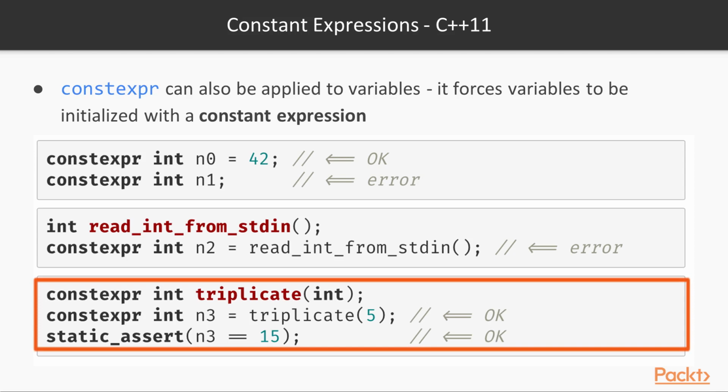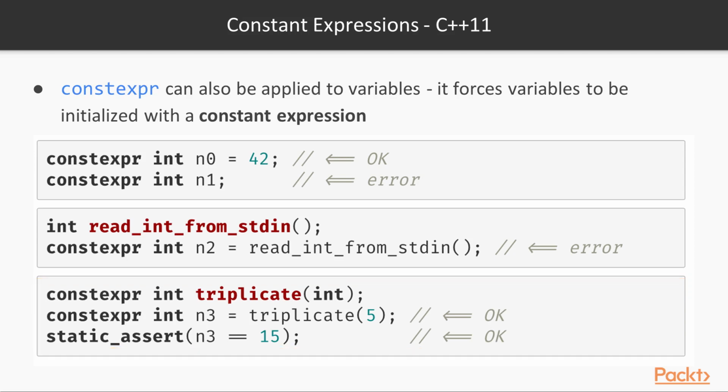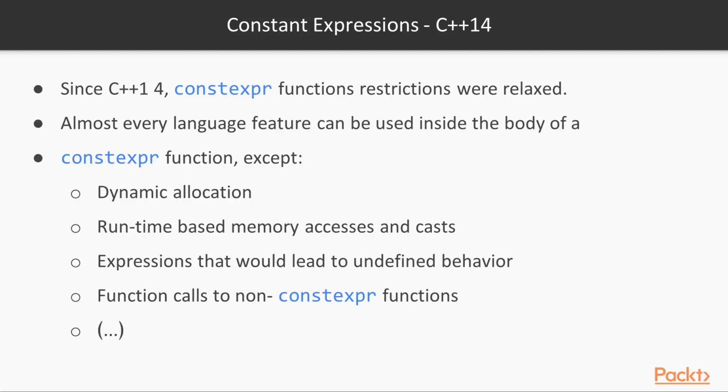Finally, this other example shows a function called triplicate that, given an int, will return 3 times that value. This function is marked as constexpr. If we attempt to initialize a constexpr int n3 with a function call to triplicate, everything will be fine, as the passed input argument here is 5, which is a constant expression, and triplicate itself is marked as constexpr. After we do this, we can even use static_assert to make sure that n3 is equal to 15 at compile time. That was an overview of constexpr in C++11.